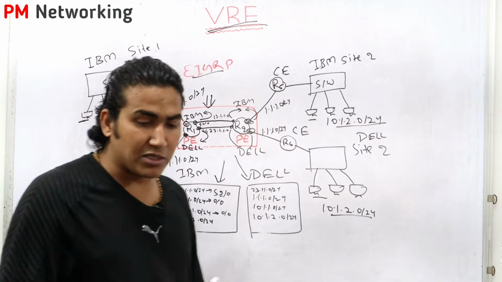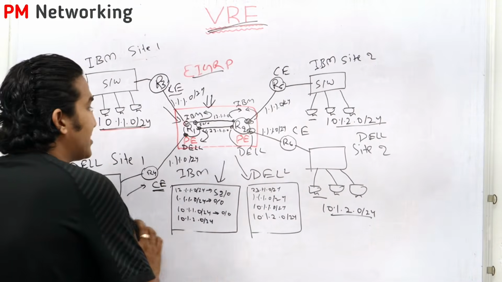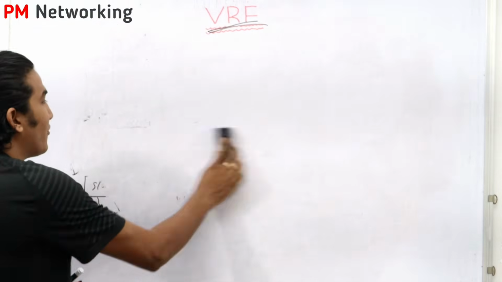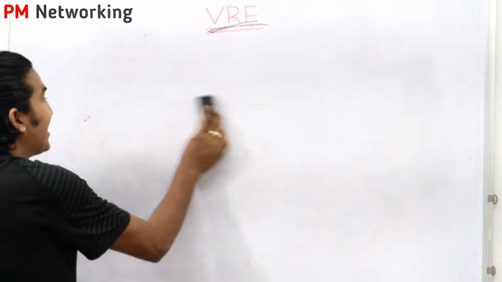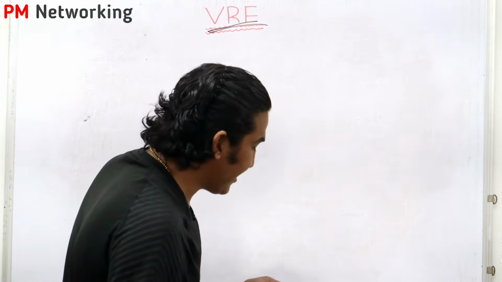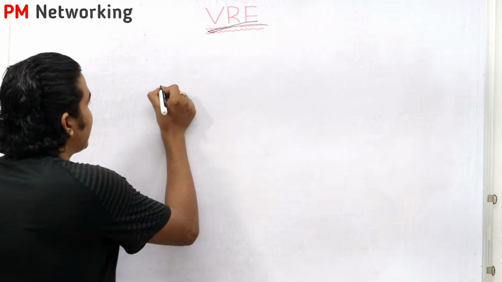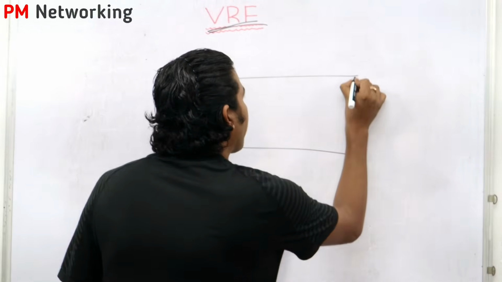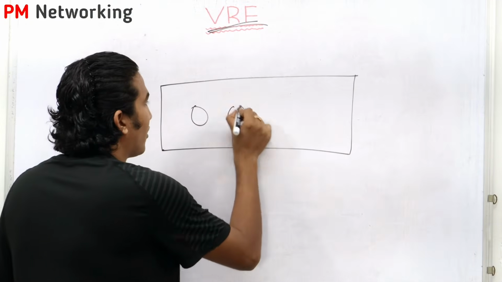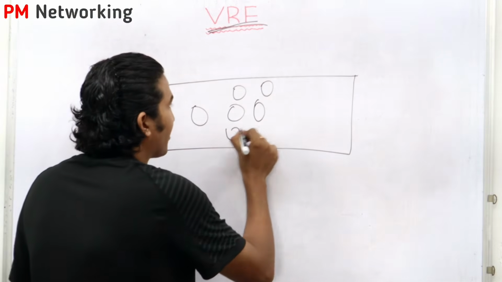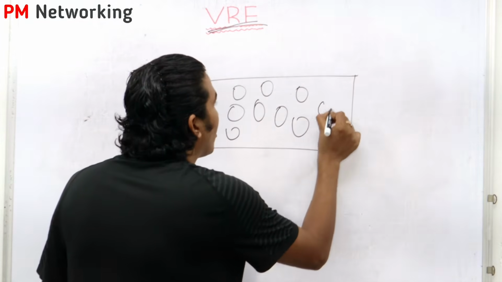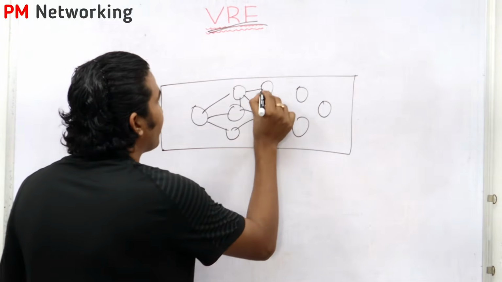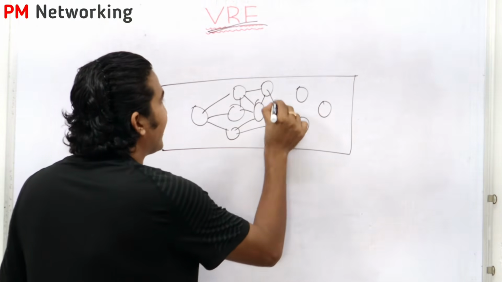By the way, if I talk about the provider network, let me erase this diagram here. If I talk about the provider edge router, the provider network will look like this. Let's say this is the provider network. There will be lots of routers here, and all routers are connected with each other like this. This is the provider network.